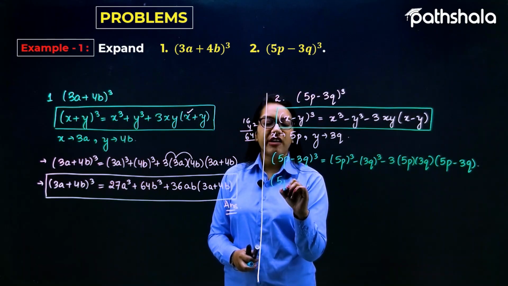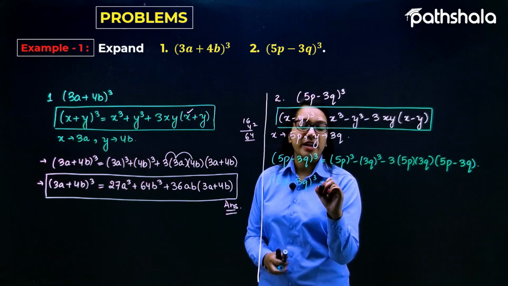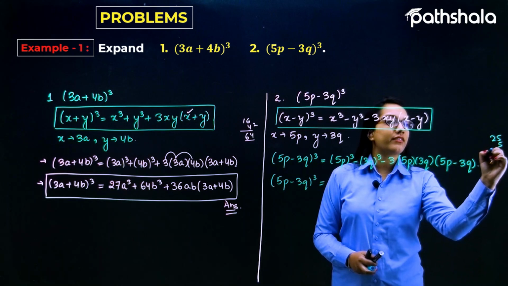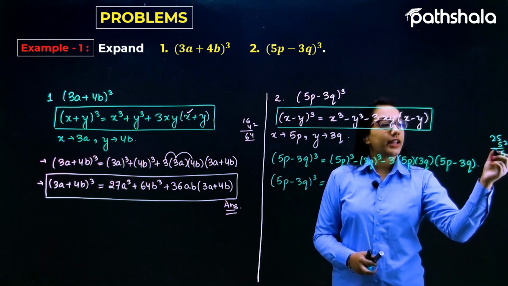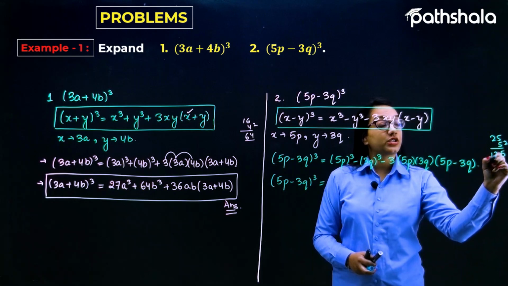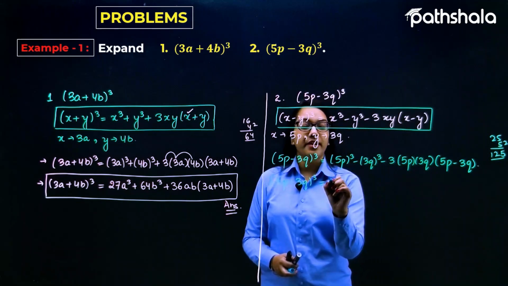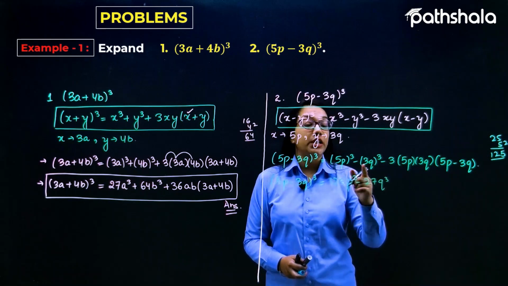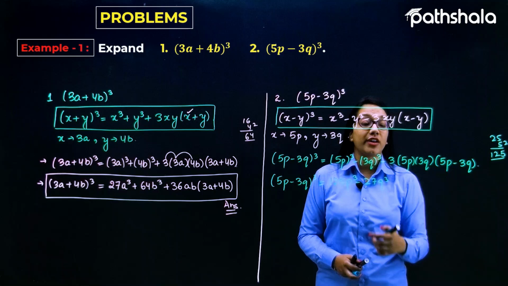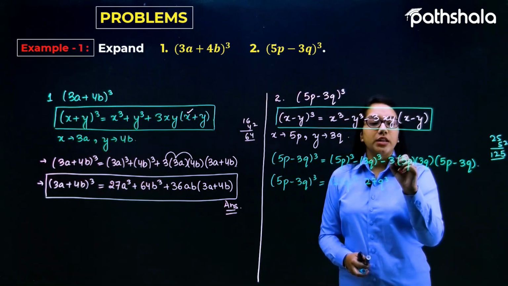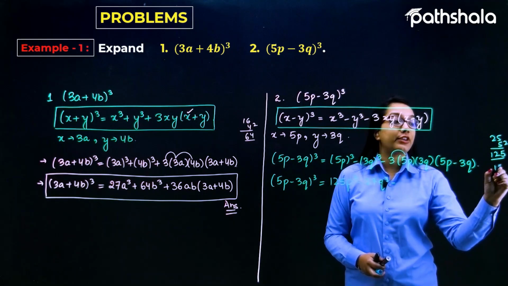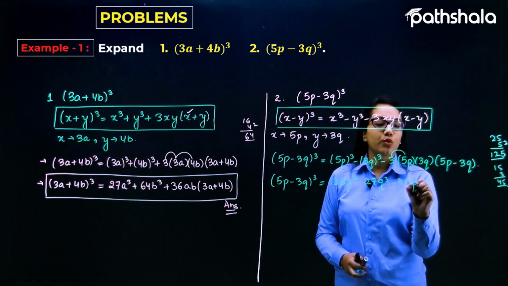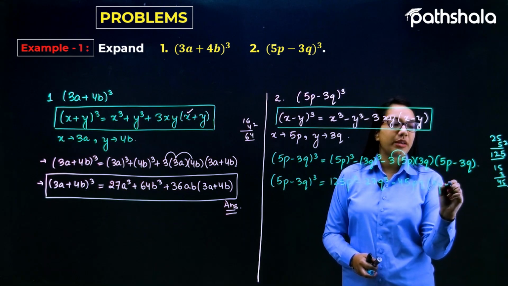In place of x we are using 5p, in place of y we are using 3q. Now 5 into 5 is 25, and 25 into 5 is 125. So we can write it as 125p cube minus 27q cube, since 3 into 3 is 9 and 9 into 3 is 27. Further we have minus 3 into 5 is 15, and 15 into 3 is obviously 45. So it is 45pq, and further we have the term (5p minus 3q).